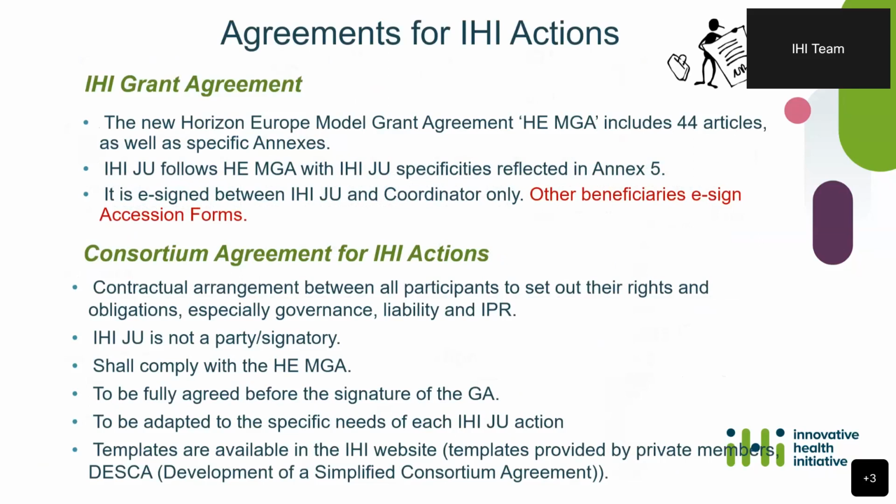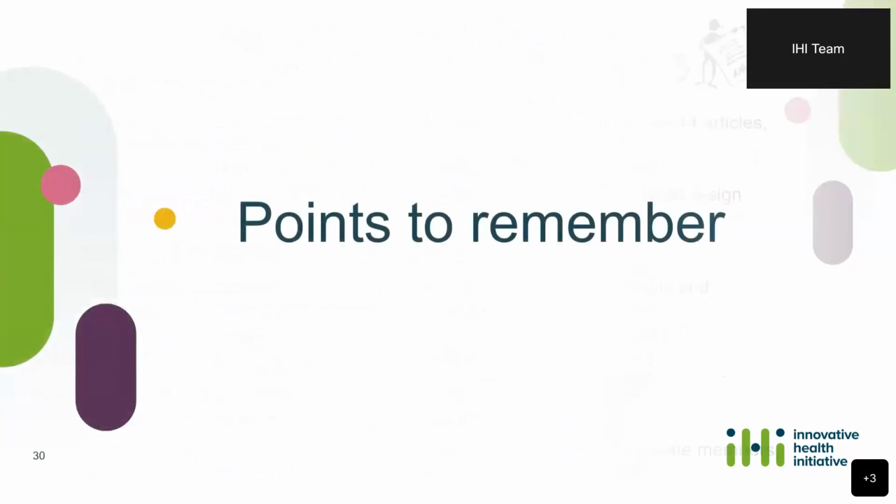The second last bullet point is important. The consortium agreement is always different for each action. However, there are a number of templates in circulation, and one is obviously DESCA, and the other one was specifically designed for IHI actions by the private members. That's available on their websites, and it already has a lot of language in there which people may find useful if they are preparing a consortium agreement, and it's being updated reasonably regularly. So those are the two documents to bear in mind.